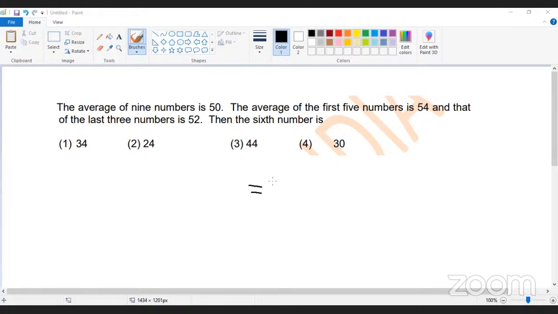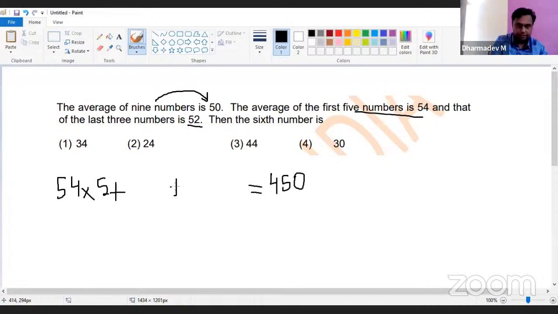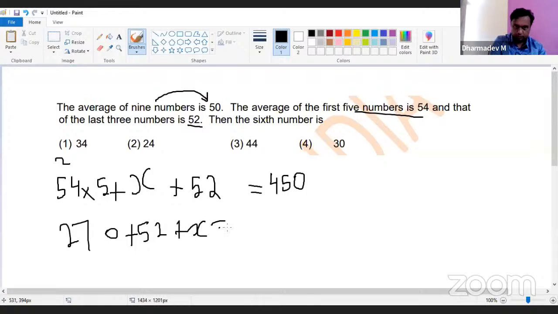Okay. So the first step is there are 9 numbers of average. So 9 times 50, 450. Average of first 5 numbers is 54. That means 54 times 5, because it's only the average, not the total. Plus the last 3 numbers is 52. And what is X? So 54 times 5 is 270, plus 52 times 3 plus X, that's equal to 450.